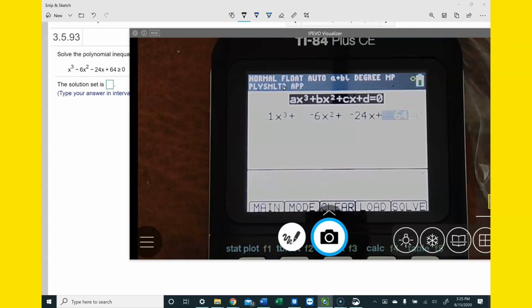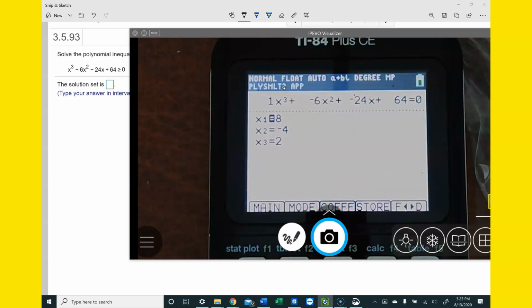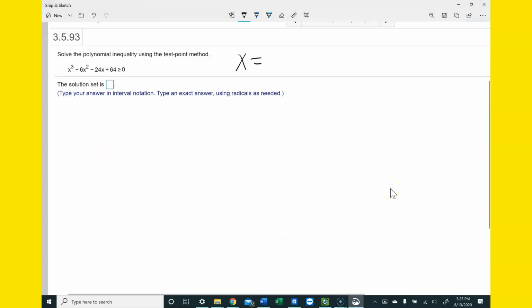64. Solve. 8, -4, and 2. Alright, let me just show you a couple of ways to think about this.